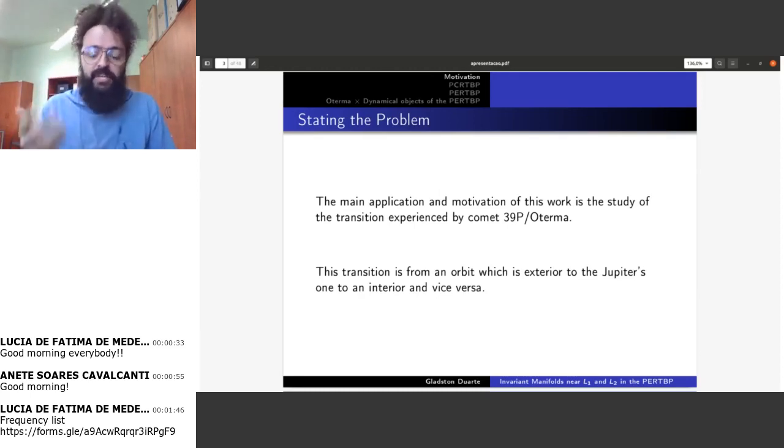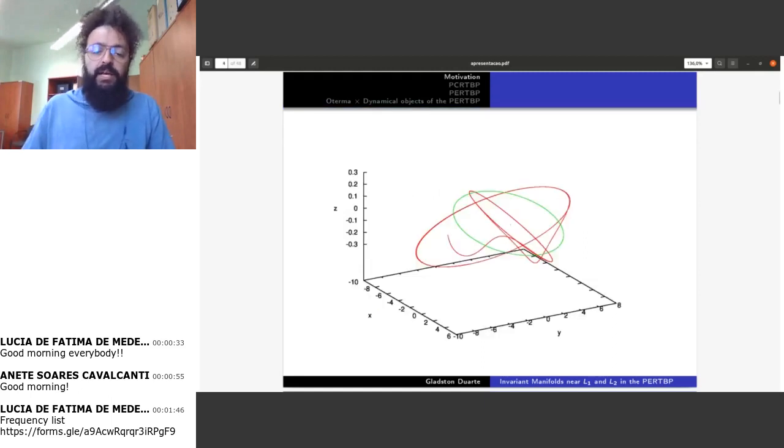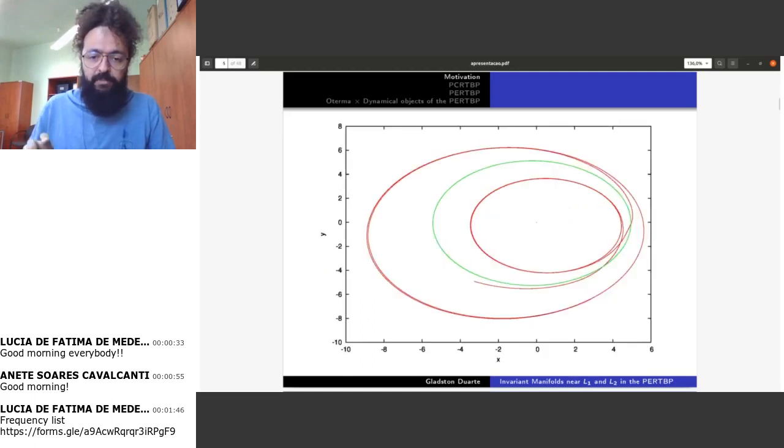There's a comet called 39P Oterma that has an interesting dynamics because of gravitational interactions with Jupiter. It jumped between regions in the solar system. Its orbit is better seen when it's projected to the XY plane. So let us see it here. Oterma's orbit is in red and Jupiter's in green. And Oterma is in some moment of its trajectory.